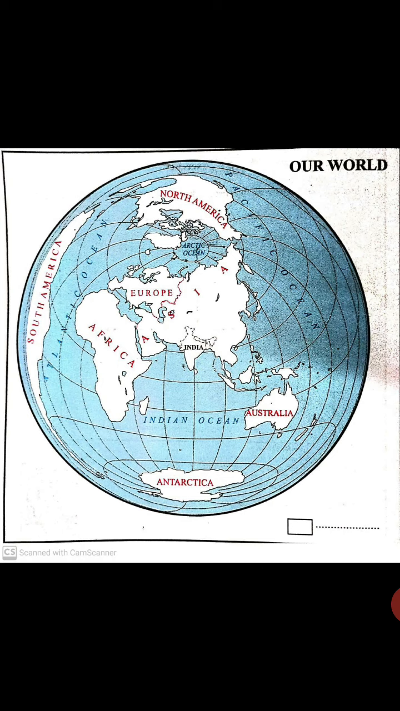Land (continents) is shown in white and water (oceans) is shown in blue. The words written in red are the names of continents, and in blue are the names of oceans.